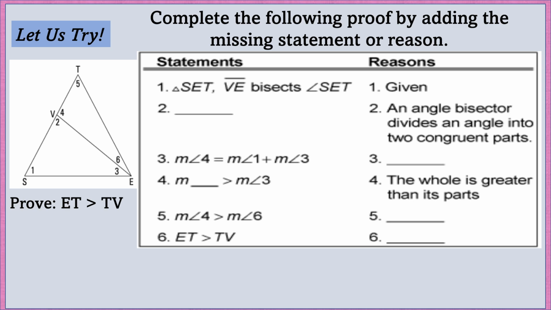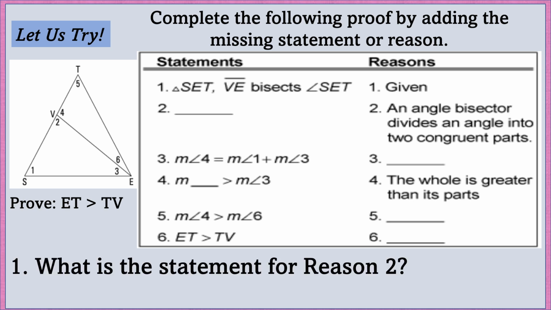Okay, time is up. Let us now answer question number 1. So what is the statement for reason 2? The given reason for number 2 is an angle bisector divides an angle into two equal parts.